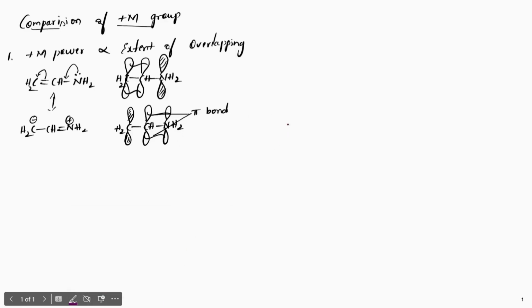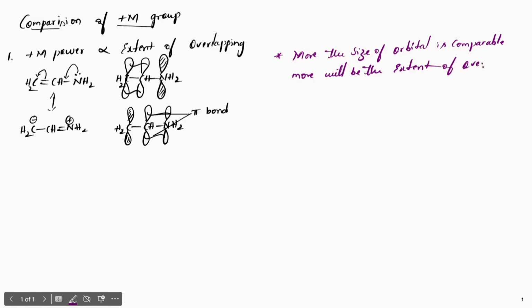That is, the more comparable the size of the orbitals, the greater the extent of overlapping, and the greater the resonance, which increases the positive mesomeric effect, that is, the positive mesomeric power.